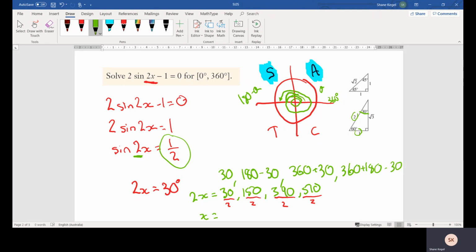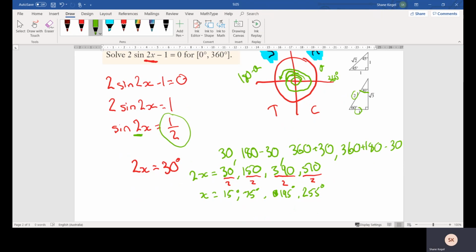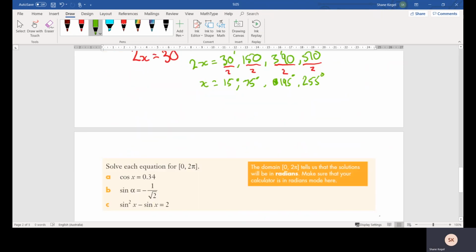But whichever way you feel more comfortable, whether it's evaluating x first and then working it out, or working it out and then evaluating just single x rather than 2x, is fine. So just dividing each of these by half, I get the following. So 15, 75, 195 and 255. Perfect. Moving on to the last example.